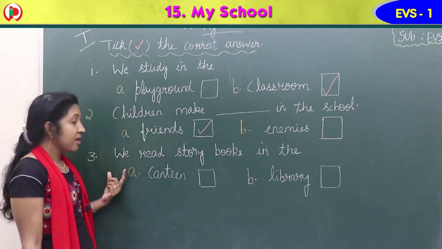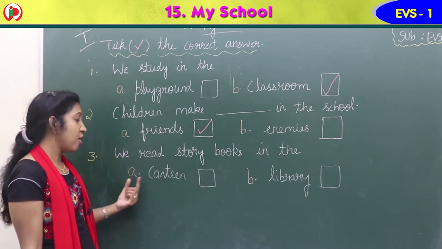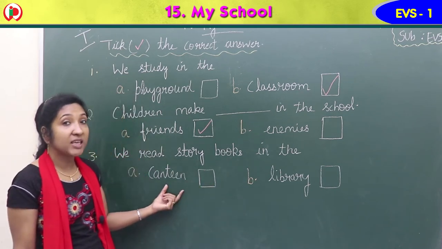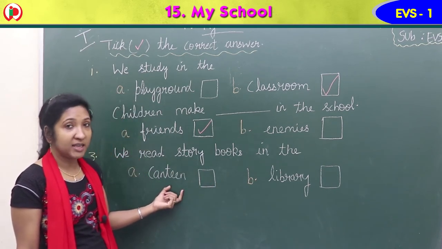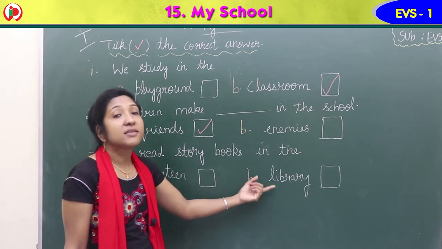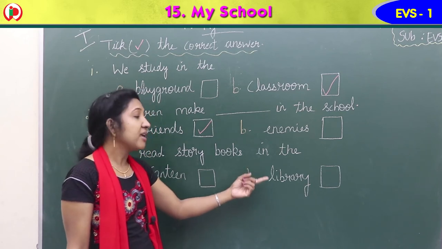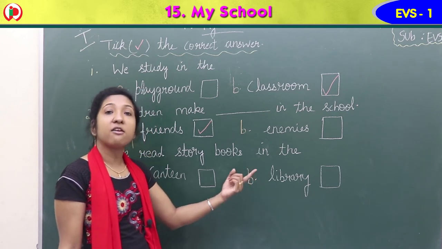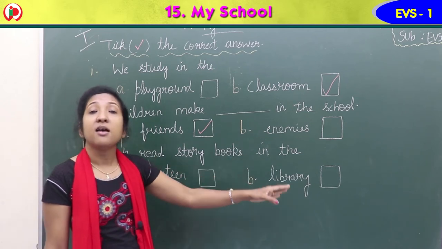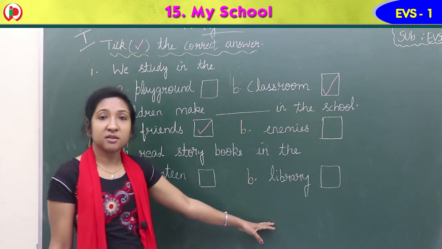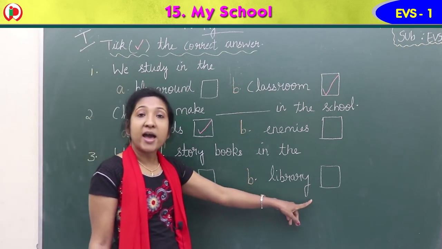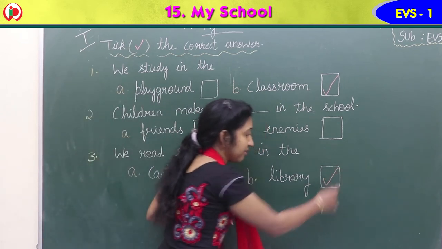Very good. So, we read storybooks in the option A, canteen. Option B, library. Canteen is the place where we eat food, not for reading books, isn't it? So the correct answer is option B, library. We read storybooks in the library. So option B is the correct answer. Square box is there. You have to give a tick there.